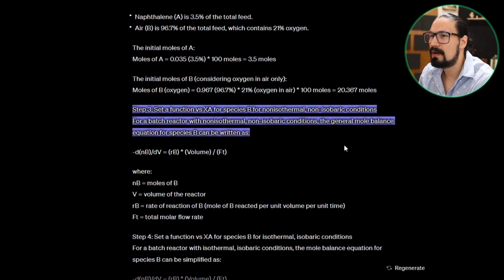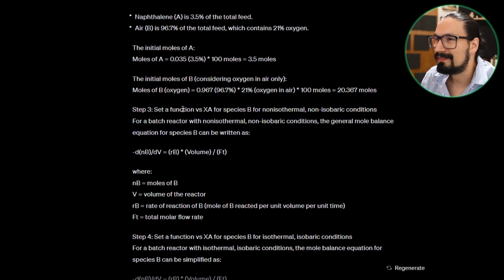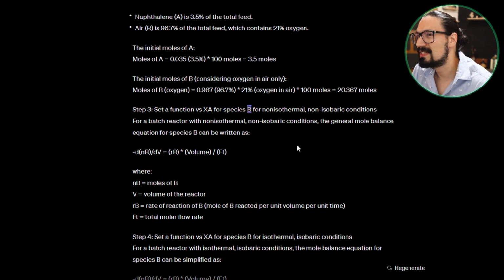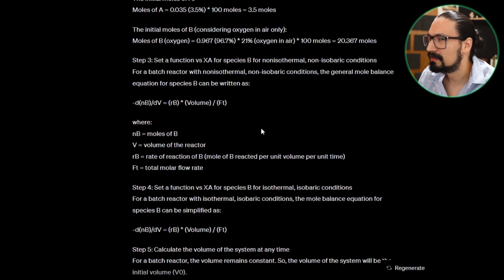Step number 3, set up a function of, I don't know what, they're not stating, versus conversion of species B. Now this is once again incorrect. If we're talking about X_A, we're talking about conversion of A, so it doesn't make that much sense to be working with species B. But nonetheless, let's assume this is correct.